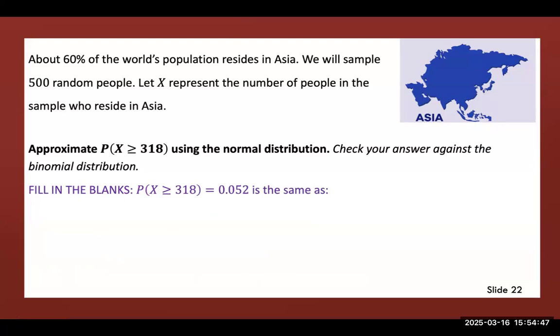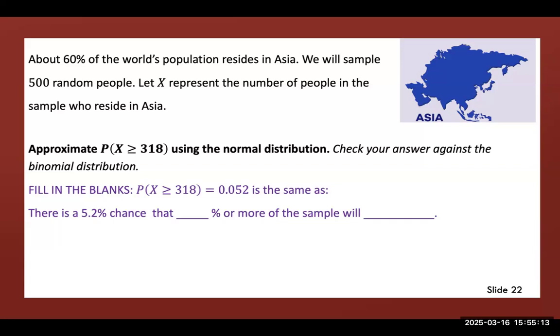Let's fill in the blanks. The probability x is greater than or equal to 318 is equal to 0.052, which is the same as there's a 5.2% chance that what percentage or more of the sample will what? So maybe pause the video and think about what I'm asking here. What do you think the two blanks will be?